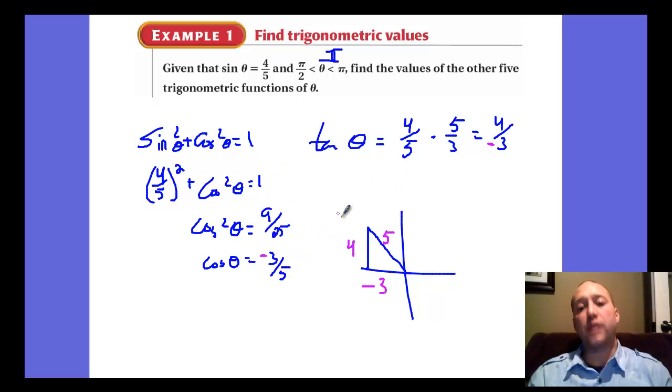I could have found that in the original problems by looking at All Students Take Calc and knowing that the only thing that's going to be positive here is our sine value. So All Students Take Calc becomes even more important sometimes when we're using identities, to make sure that you have the correct sign for the quadrant you're in.